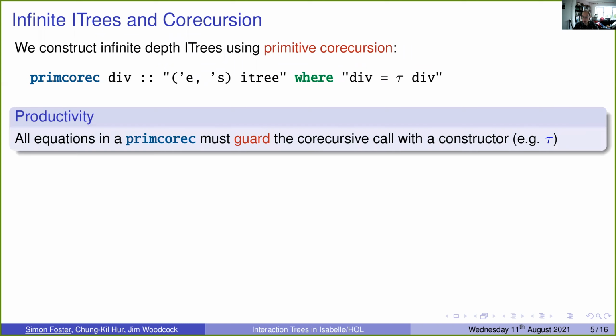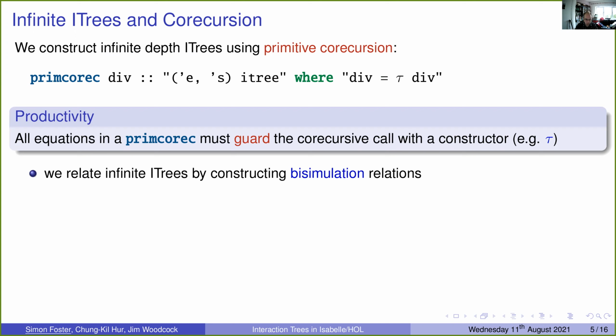One thing we require, though, is that such definitions are productive. That means that all equations in a primcorec must guard the co-recursive call with a constructor. For instance, in this case, div is guarded by tau. That means we can always unfold it one step, so even though it's infinite, we can step through it, which means that we can compute with it. And we can relate infinite ITrees by constructing simulation relations and weak bisimulation relations. The details are in the paper.